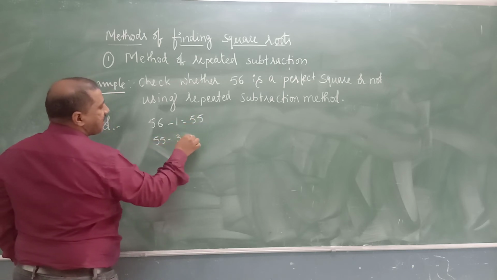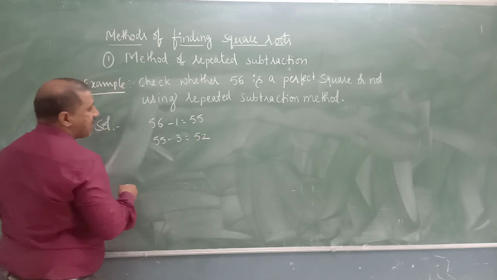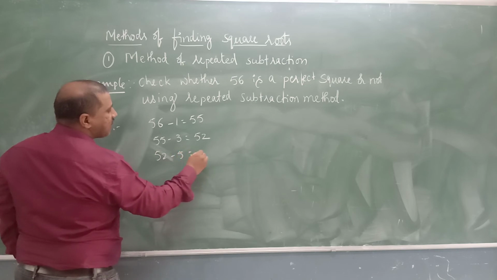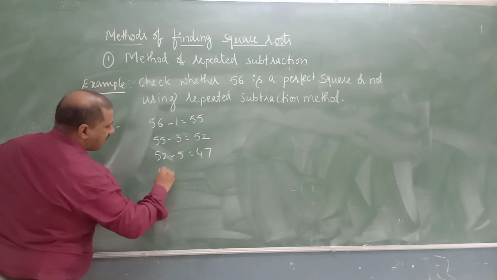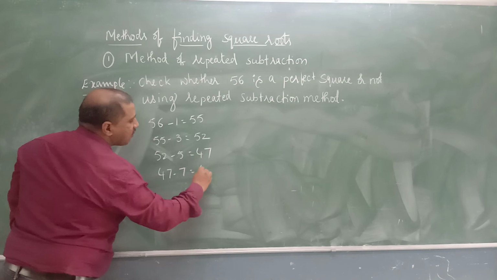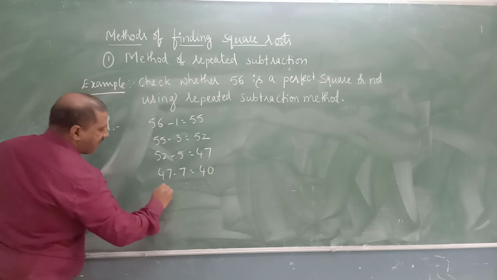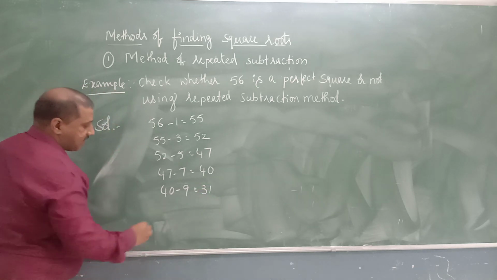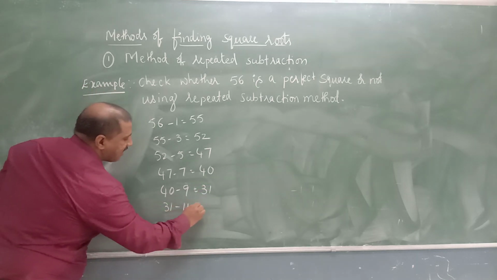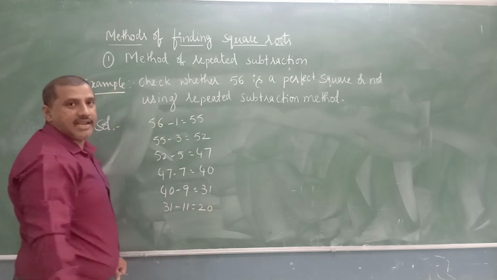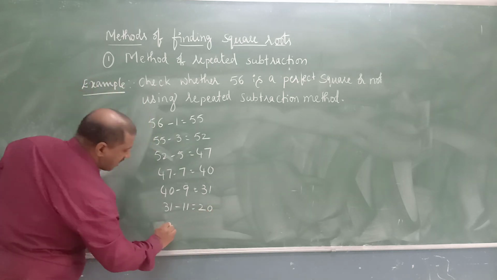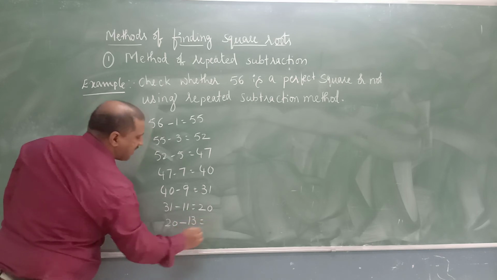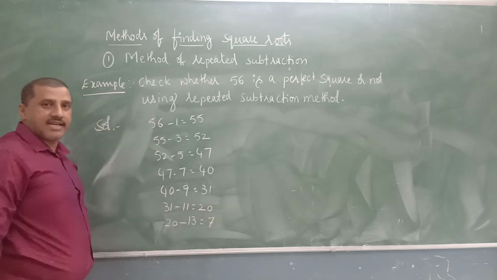55 minus 3 is equal to 52. Then 52 minus 5 is equal to 47. 47 minus 7 is equal to 40. 40 minus 9 is equal to 31. 31 minus 11 is equal to 20. 20 minus the next odd number, 13. 20 minus 13, it is 7.